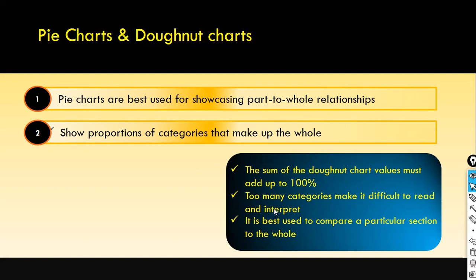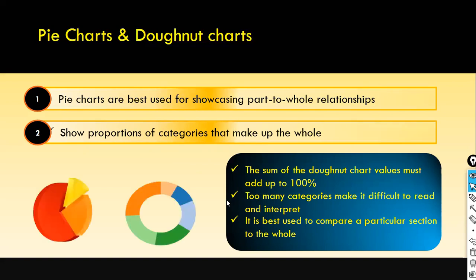This applies to both donut and pie charts. If you have too many categories in your column, then you cannot use a pie chart or donut chart because it is difficult to read and interpret them. It is best for comparing a particular section of the whole. In that kind of situation you can use pie charts.